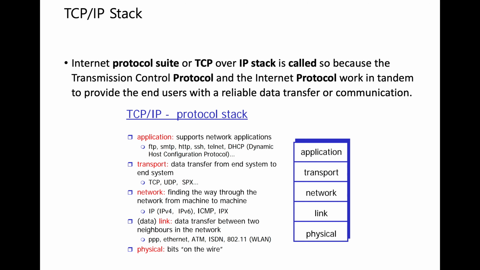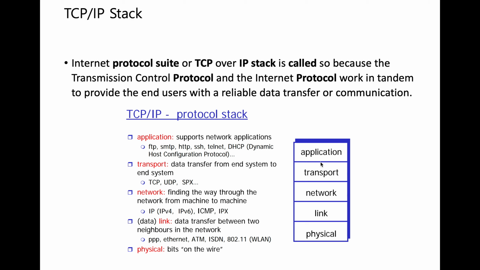The TCP/IP stack is called the Internet Protocol Stack, and it is called so because TCP works over IP, TCP over IP. TCP and IP work in tandem to provide end users with reliable data transfer or communication. As you can see from the OSI model, which I will explain a little bit later as well, we will have 5 layers selected.